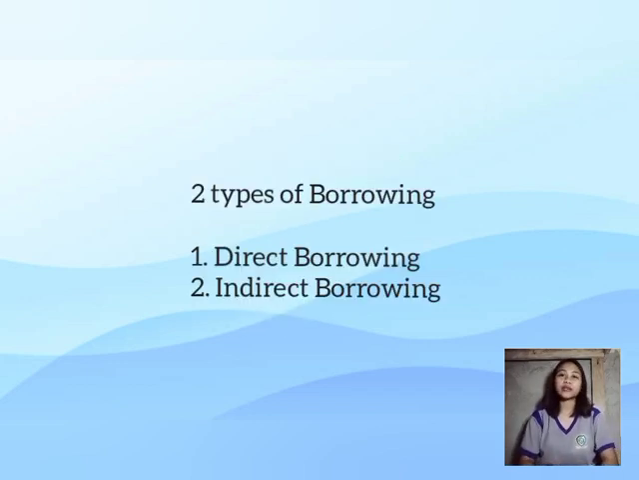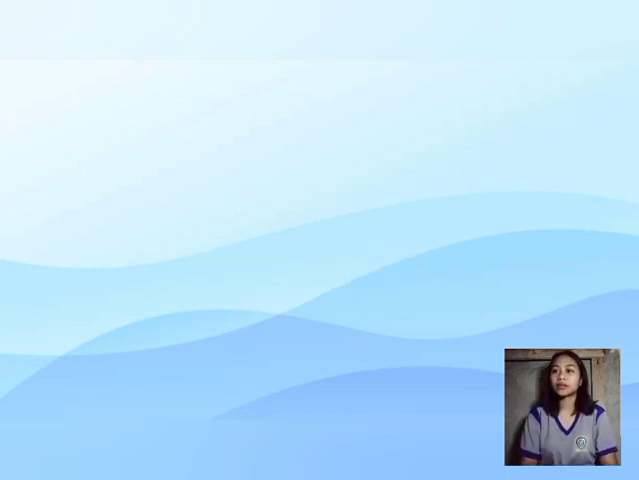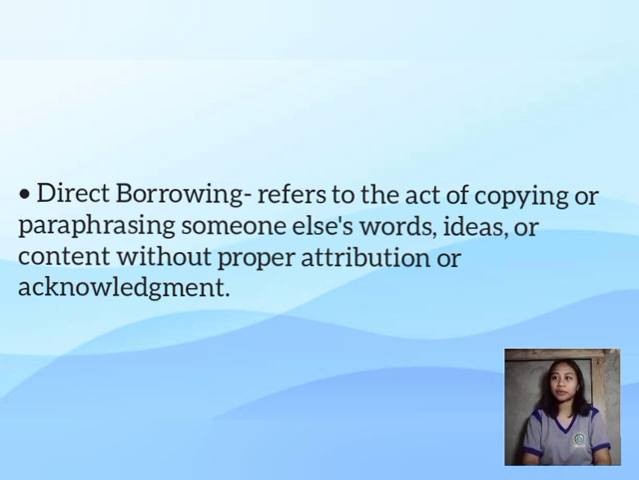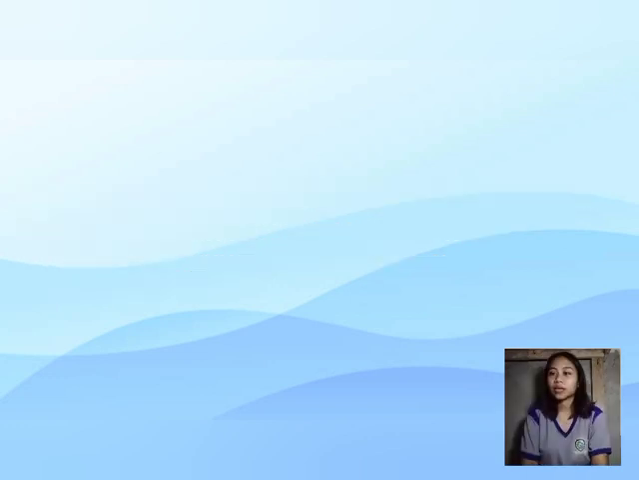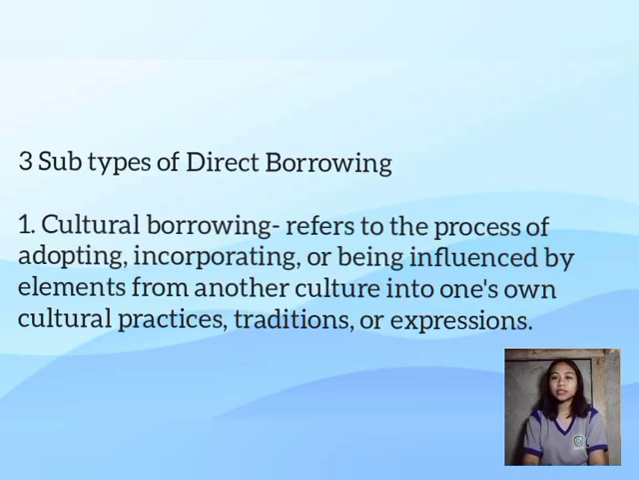We have two types of borrowing. The first is direct borrowing and the second is indirect borrowing. Direct borrowing refers to the act of copying or paraphrasing someone else's words, ideas, or content without proper attribution or acknowledgement. We have three subtypes of direct borrowing.